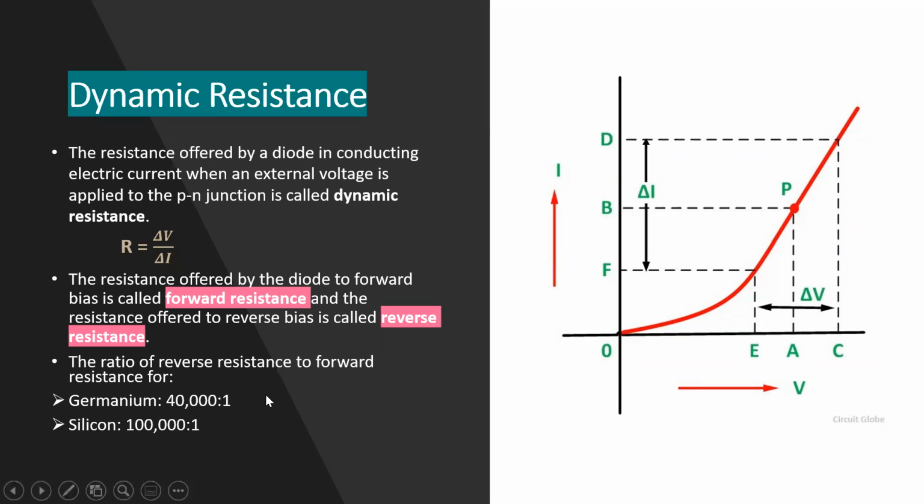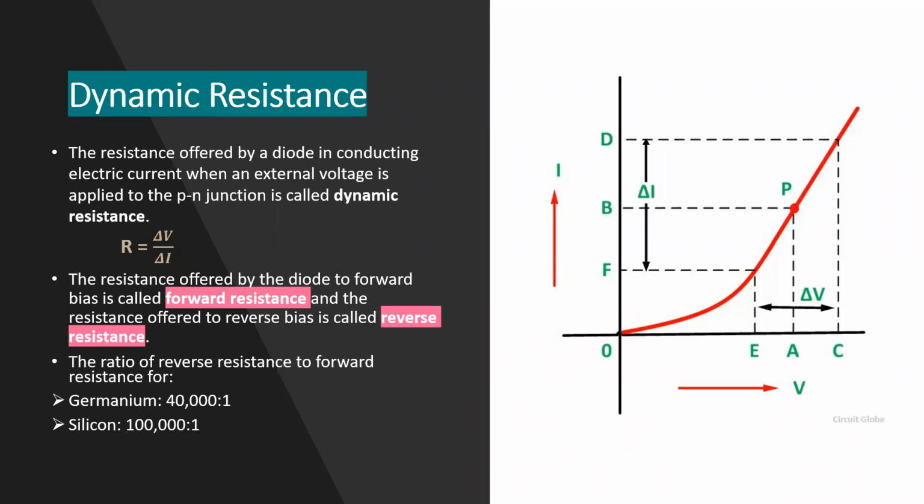Forward resistance is more? No, the reverse resistance is more, because when forward resistance is 1 ohm, reverse resistance will be 40,000 ohms. So reverse resistance is much higher, which means if it is reverse bias, it cannot conduct electricity. Forward resistance is much less than the reverse resistance, which means in forward condition, it can conduct electricity.